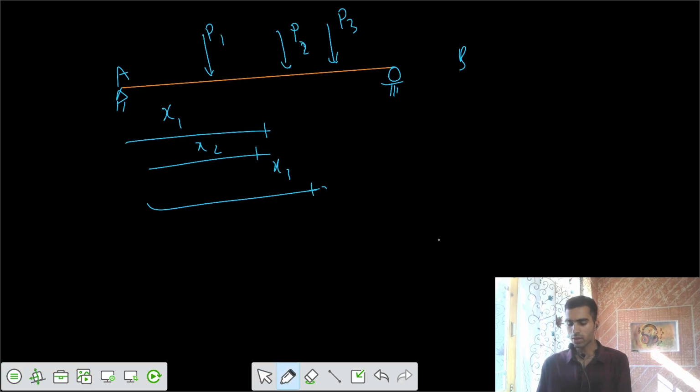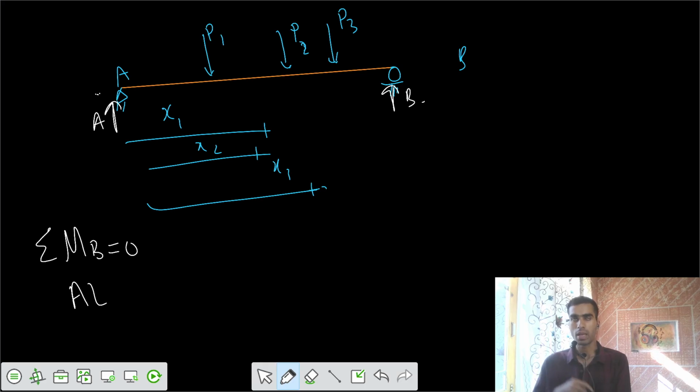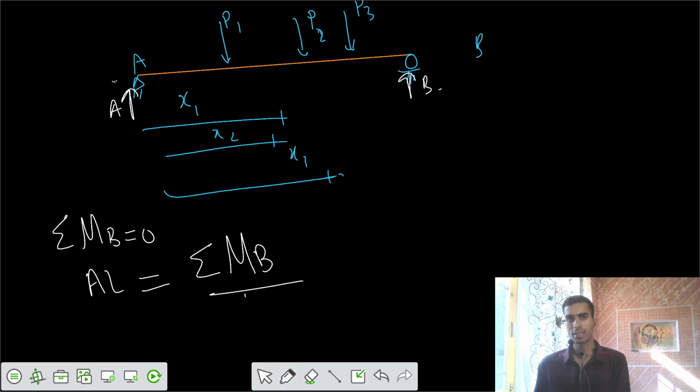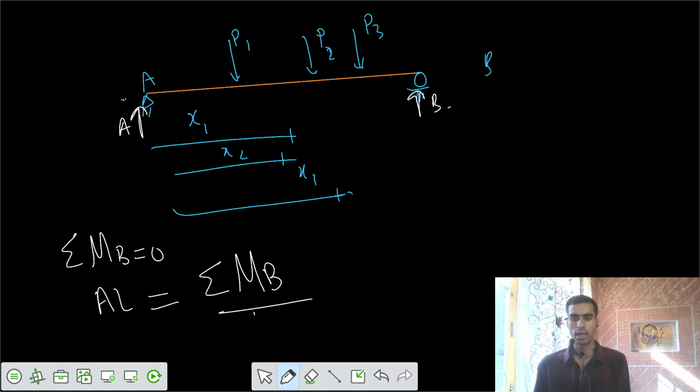Can you calculate the reaction A? I would say if I apply summation of MB equals 0, summation of moments about point B equals 0, I would get A into L, because your H is on the same line. The beam has both supports at the same level, so I would say H into 0. So A into L equals the moments contributed by all those loads, summation of MB. So I would get this equation. I can have that in this fashion.